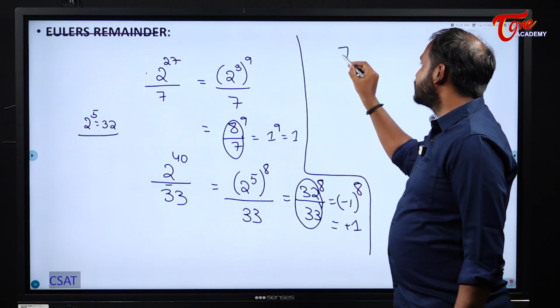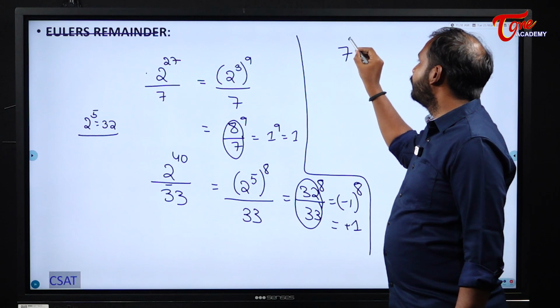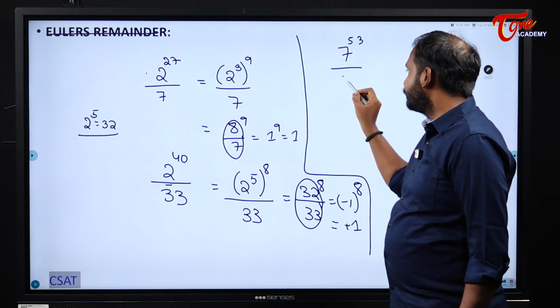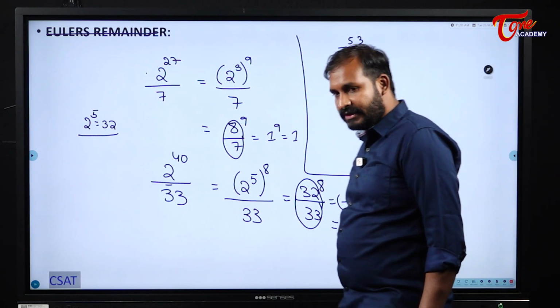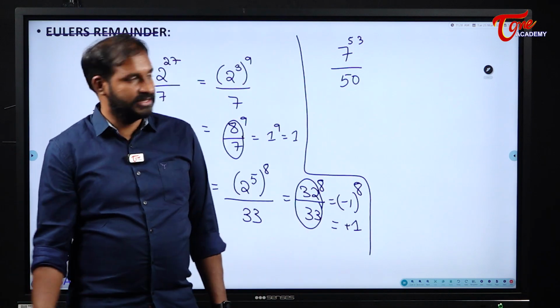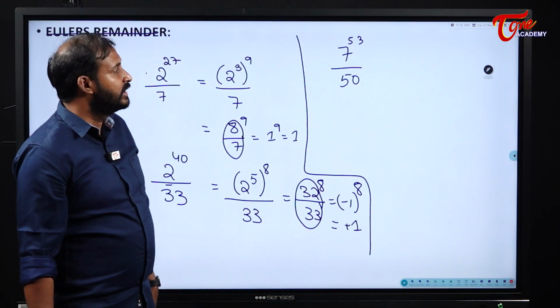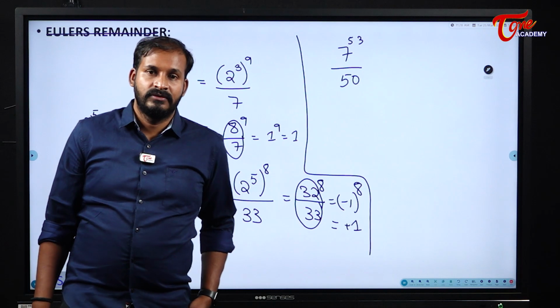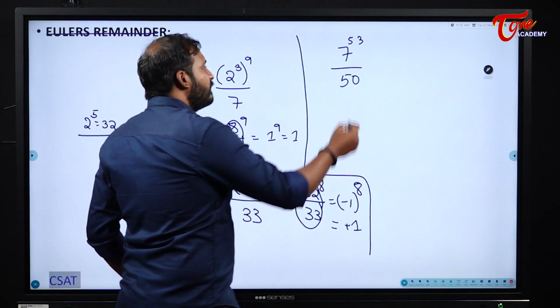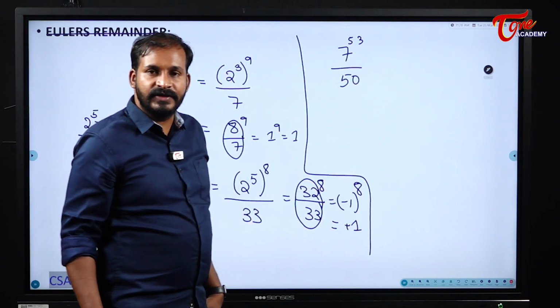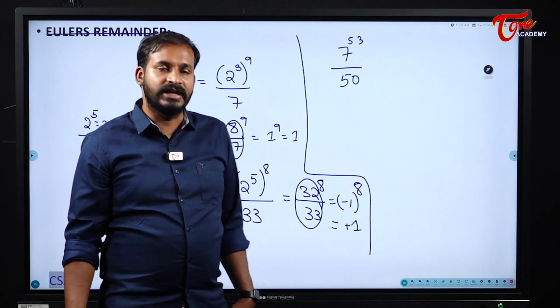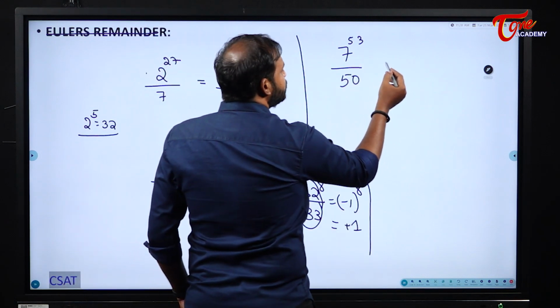what is the remainder for 7 to the power of 53 by 50? If anyone asks me this question, then how will we find this value? Tell me, which power of 7 is nearer to 50? 7 square is 49. So I need to split in terms of 7 square.